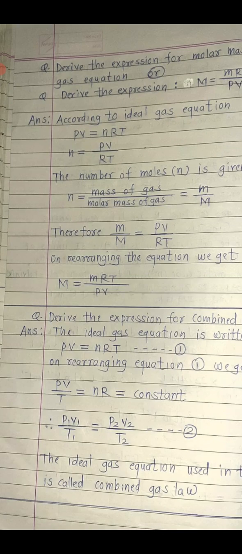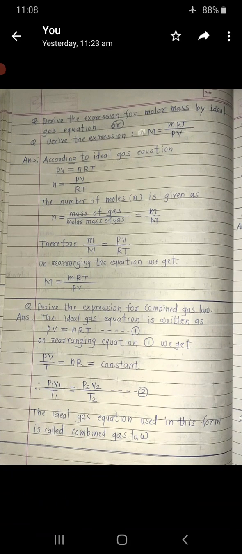Now, according to the ideal gas equation, what is the ideal gas equation? PV is equal to nRT. Yesterday we have already seen the ideal gas equation, PV is equal to nRT. Therefore, n is equal to PV upon RT.